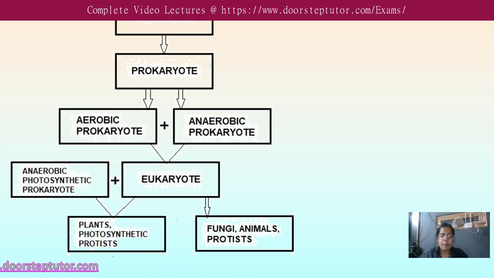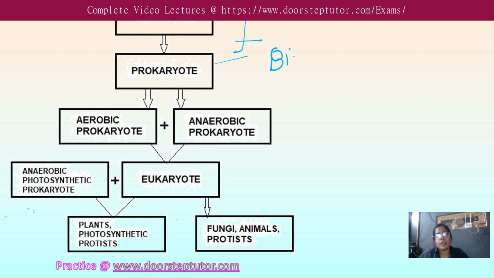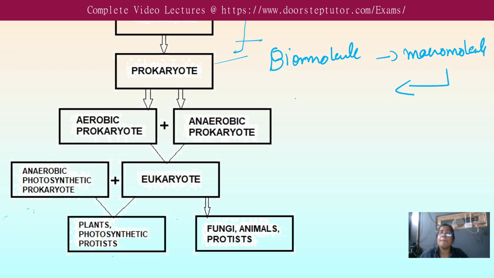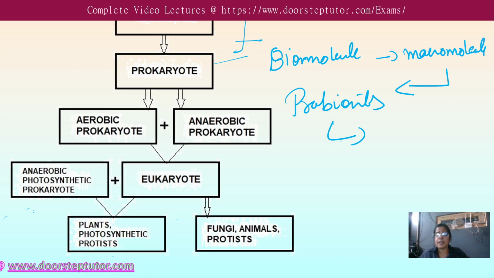If we talk about the protocell, what was the concept of the protocell and how did it enter into the picture? In the Oparin experiment as well as the Miller experiment, we learned that the formation of biomolecules led to the formation of macromolecules, and these macromolecules led to the formation of probionts. Those probionts were not actually cells, they were the precursors of cells.